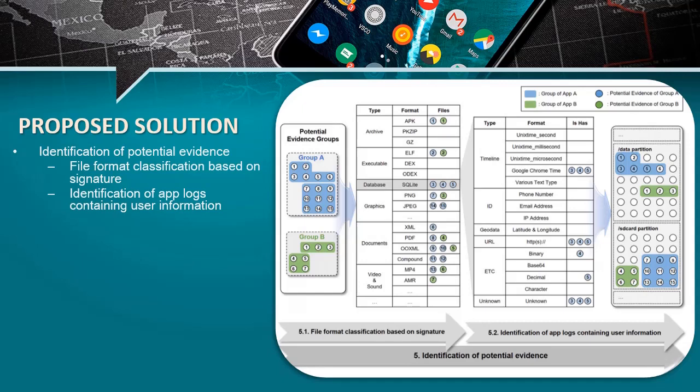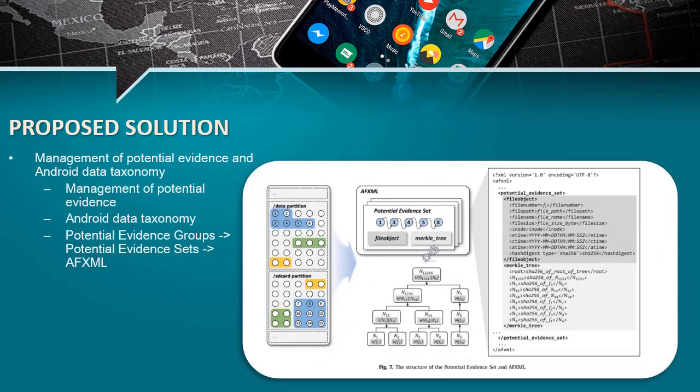The next phase is identification of potential evidence. The file format classification is based on signature. The next thing is identification of the application logs. The last thing is management of potential evidence and Android data taxonomy. It includes management of potential evidence. Basically, the team has created a format just like the digital forensics XML, which we call DFXML. The members have designed the Android forensic XML format to view the categorized potential evidence.